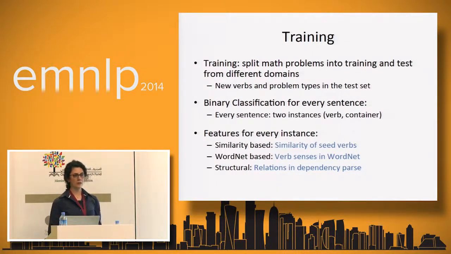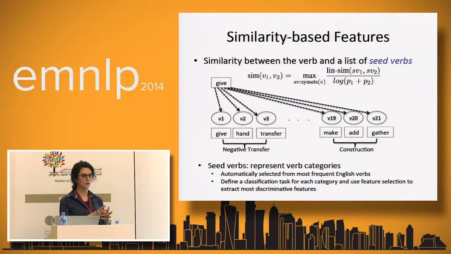To be able to generalize to new problem types, we don't use lexical features, and we use similarity-based features and also some clues from the structure of the sentence. The most important features for training are our similarity-based features, where the idea is to look at the verb of a sentence, like give, and compute its similarity, which is a simple linear similarity in our case, to a list of seed verbs. These seed verbs are selected such that we have some representatives for each category.